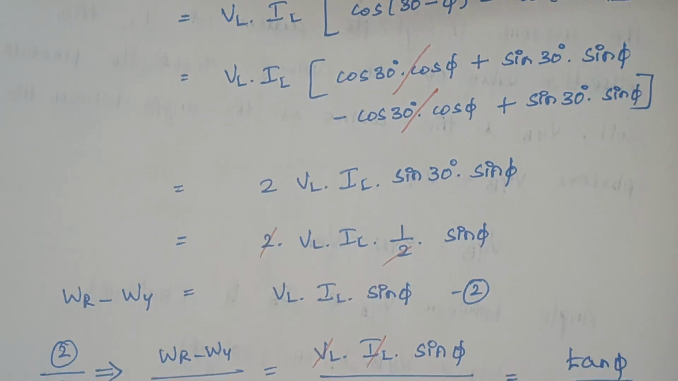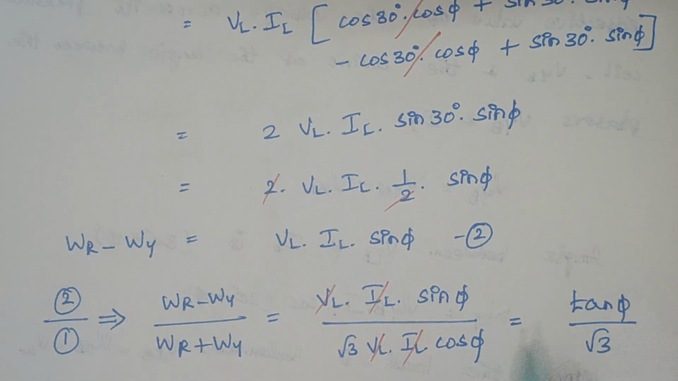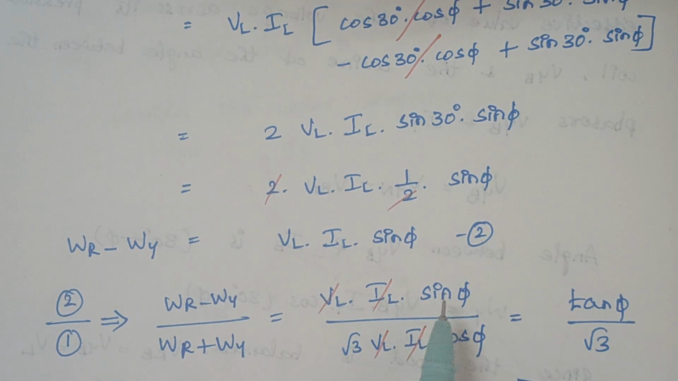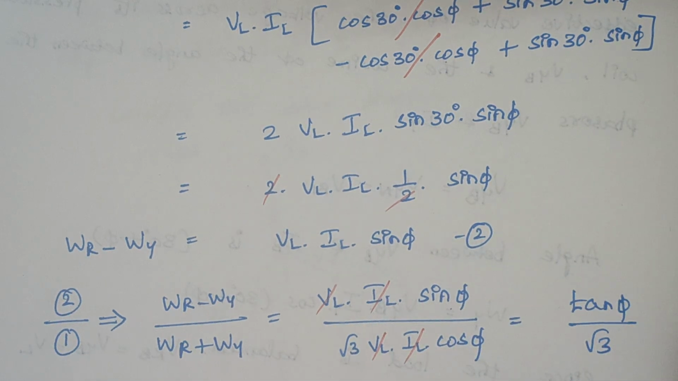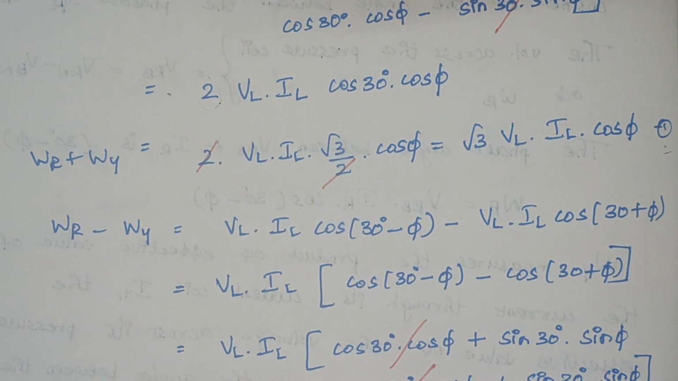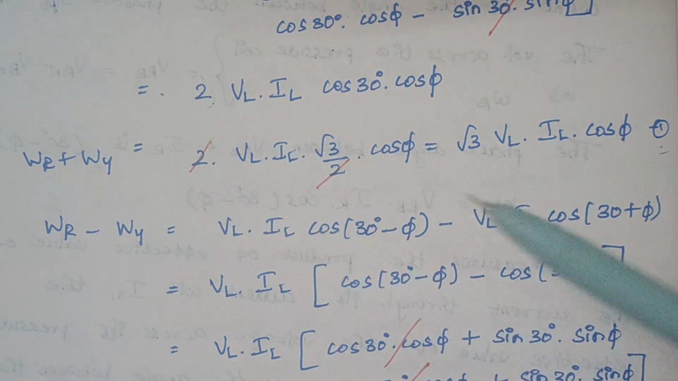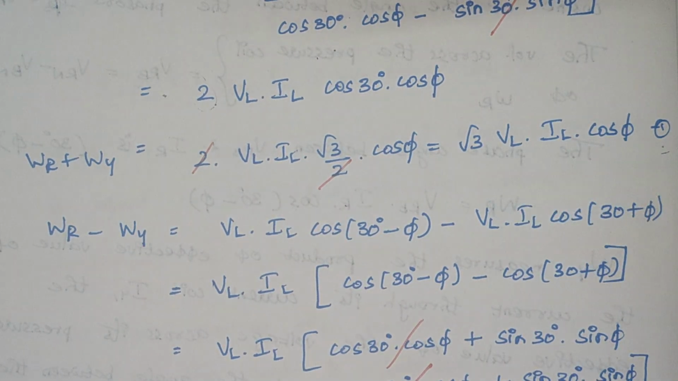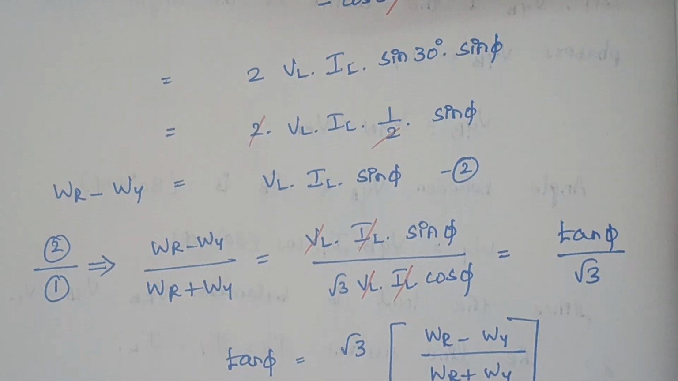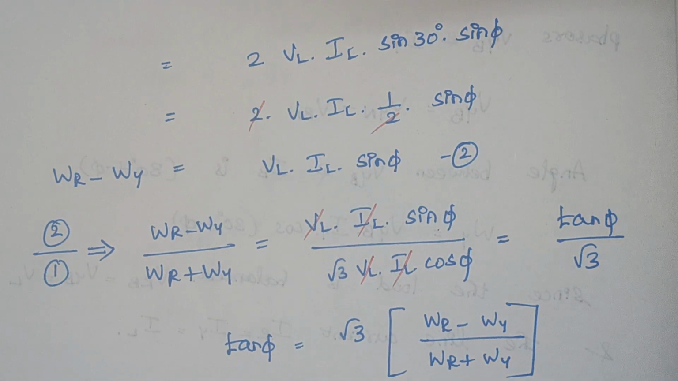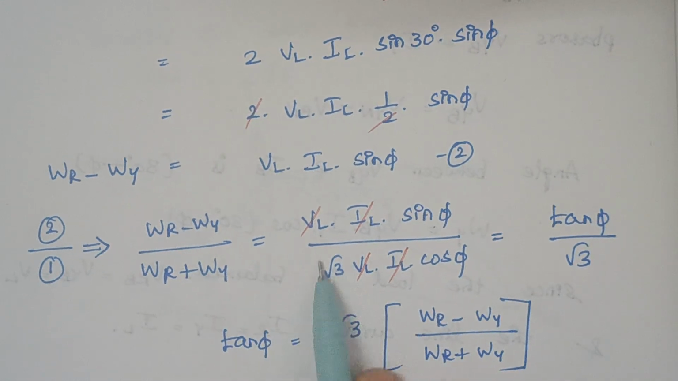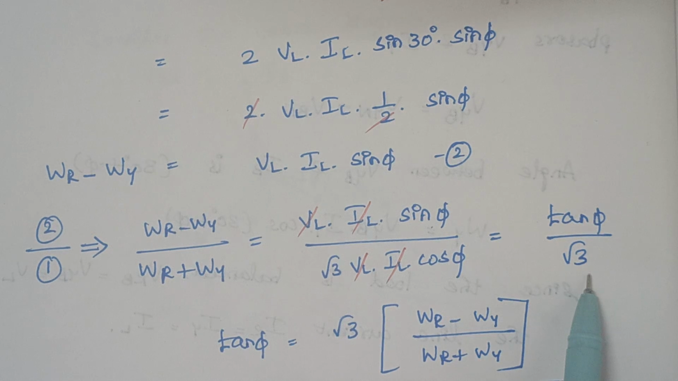Now we are going to divide 2 by 1. Equation 2 is WR minus WY equal to VLIL sin phi. And equation number 1 is WR plus WY equal to root 3 VLIL cos phi. Just substitute the values here. VLIL cancels each other, and sin phi by cos phi is nothing but tan phi. And here we have root 3. This root 3 remains as such.